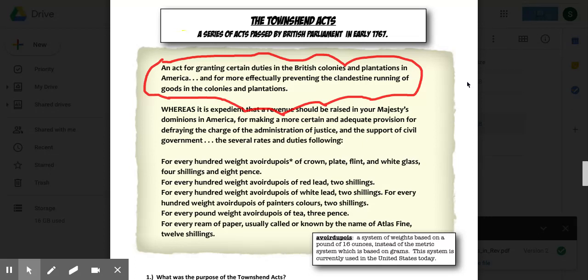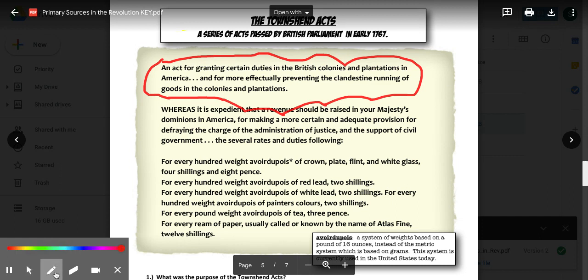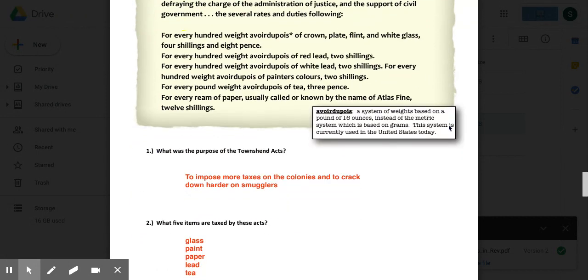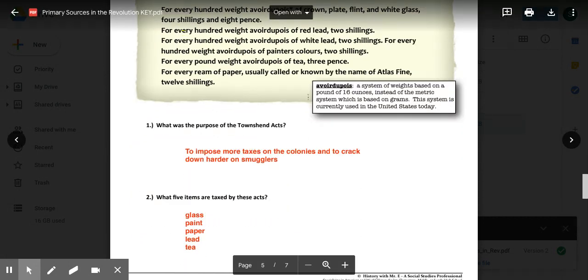And for more effectually preventing the clandestine running of goods in the colonies and plantations. Clandestine, that's just a fancy way of saying secret running. That's just another way of saying smuggling. All right, so it says to prevent smuggling. So that's where I got the answer for question 1.